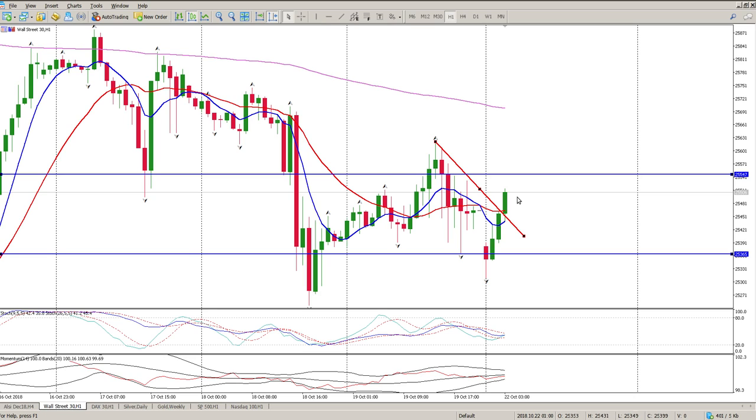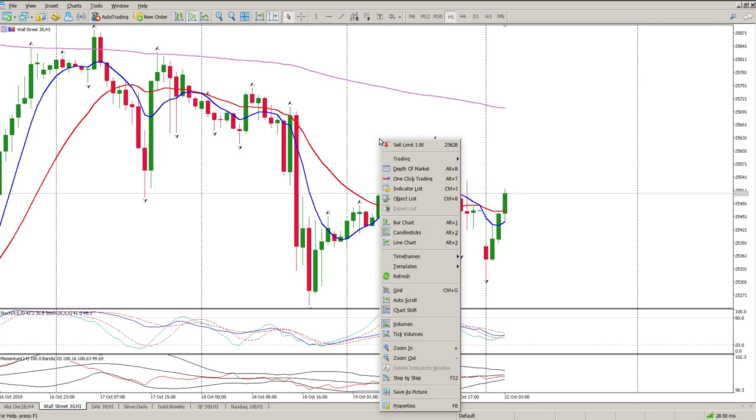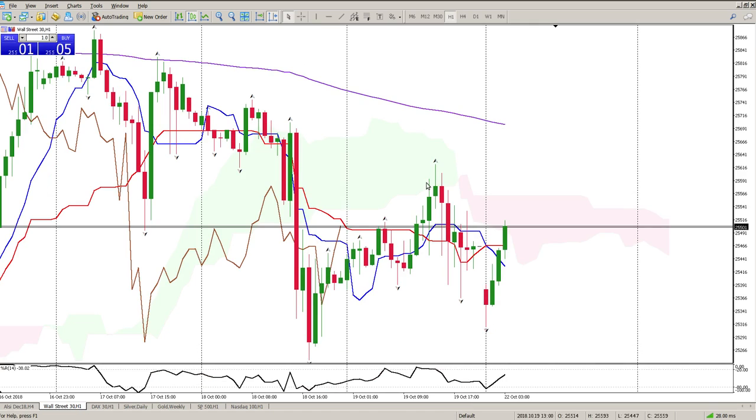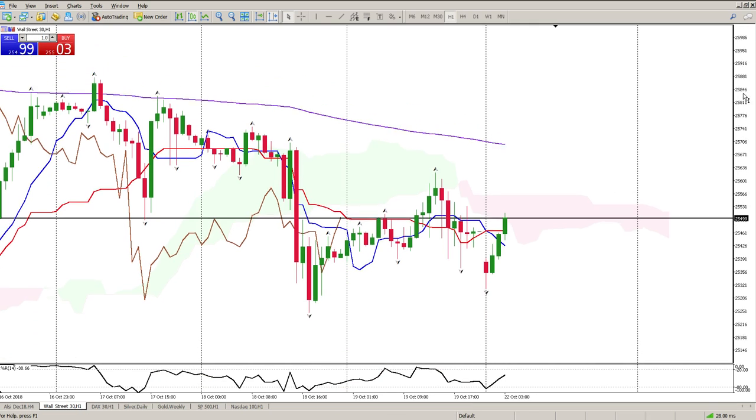Okay, so for now, it is starting to look like we have a potential turn. You can see there's our flag, and we've broken to the upside. So I would like to see a pullback, come test the break, and then look for price action to indicate that it's time to get long. Okay, so let's just have a look at the Ichimoku, and we'll see what I'm talking about.